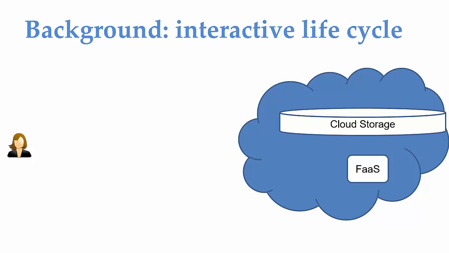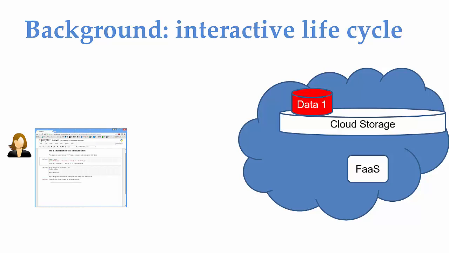So let's start with the background. The interactive life cycle of working with big data looks something like this. Let's say we have a data scientist called Alice. The data scientist has to do some operations on the dataset instance, which we name data1. It resides in the cloud. The data scientist might have a tool called Notebook. Specifically, many data scientists like to use Jupyter notebooks.